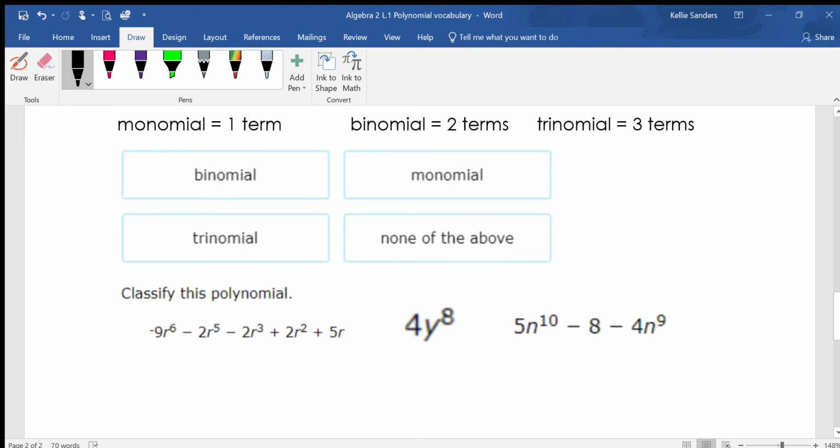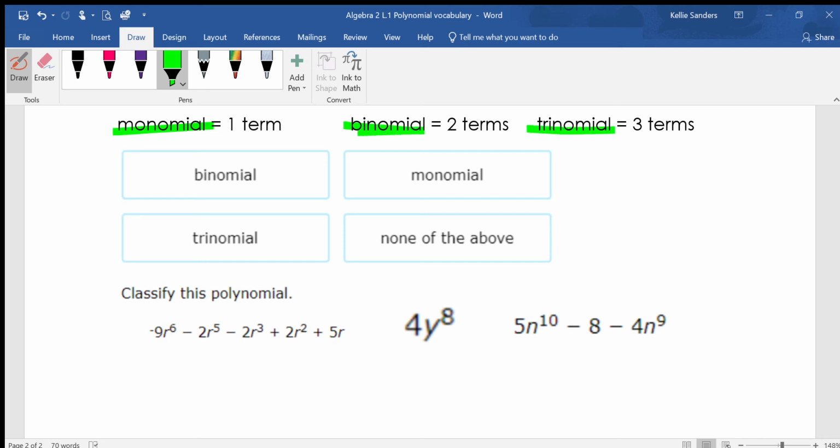Now, new words. If you just have one term, it's called a monomial because mono is a prefix for 1. If you have 2 terms, it's a binomial. If you have 3 terms, it's a trinomial. Anything more than 3 terms is a polynomial, which just means many terms. So those are the 3 that you need to remember or use your notes for.